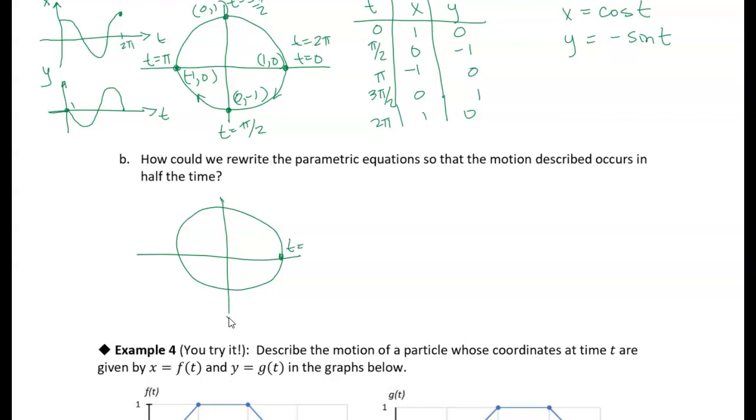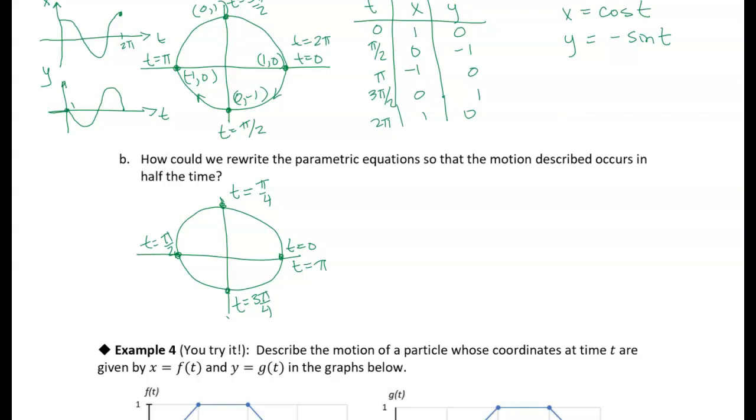We're going to start here at t equals 0. But now we want half the time. So this is going to be t equals pi over 4. Okay, half the time. Over here, it's going to be half the time. So this would be t equals pi over 2, right? Pi over 2. And then down here, this will be t equals 3 pi over 4. And then over here, we'll come back. Instead of taking 2 pi to go all the way around, we're going to go all the way around in pi units of time.